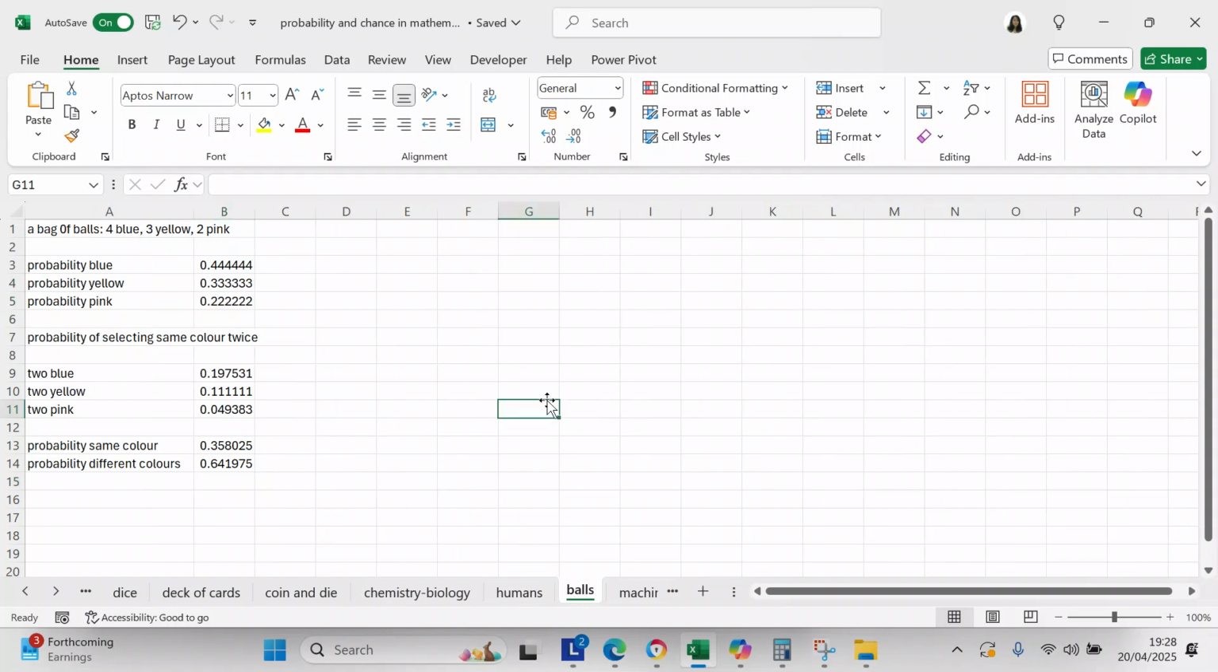So the next question we have is going to be about balls. So you have a bag of balls, which are 4 blue, 3 yellow, 2 pink. Probability of blue equals 4 divided by 9. Probability of yellow is 3 divided by 9. And a probability of pink is 2 divided by 9. So you have probability of selecting the same color twice.